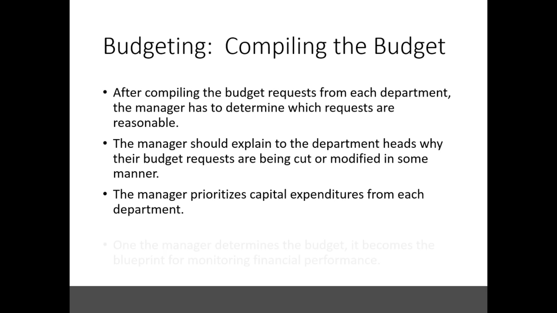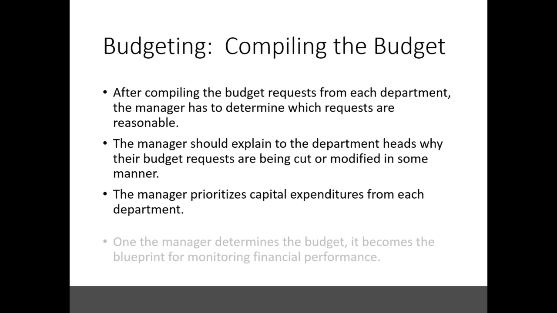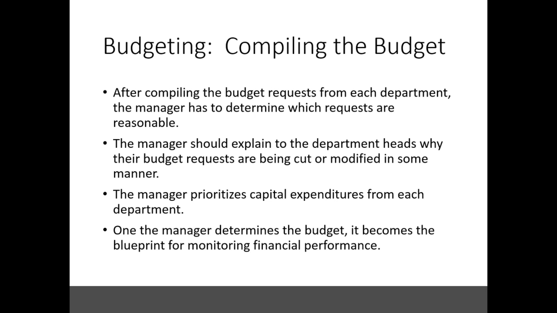And again, the manager prioritizes the capital expenditures from each department. So I have 5 different units report to me, and they all have big capital expenditures. And then from there, I decide which of the capital expenditures is going to be the most important for us. And then once the manager determines the budget, it becomes the blueprint, comes out of planning, and then we talked about monitoring. And so then it becomes the blueprint for what you monitor. If you're going to monitor, you have to know what you're monitoring off of. And the final budget becomes that blueprint.